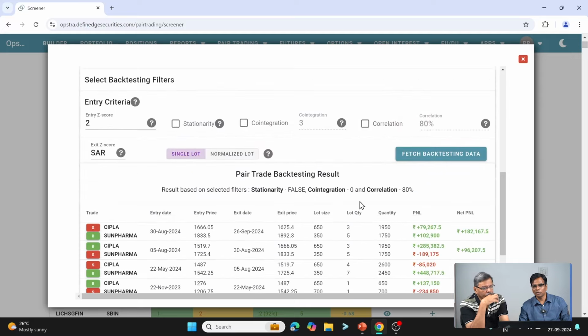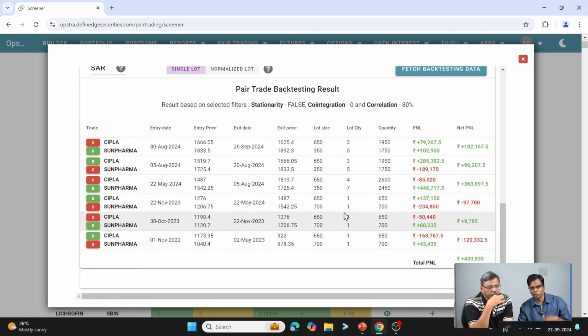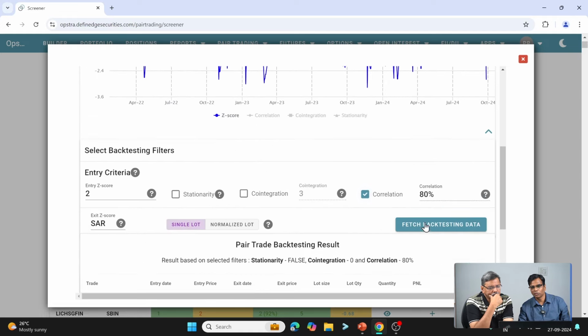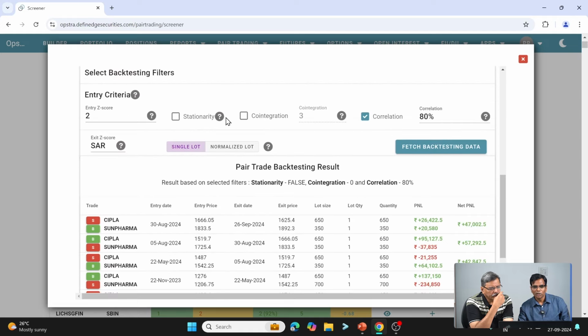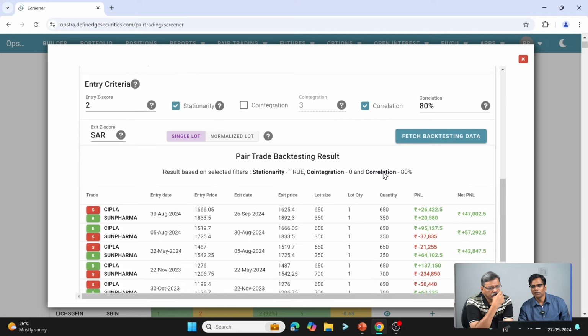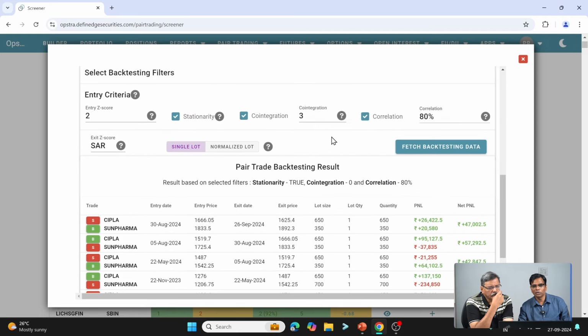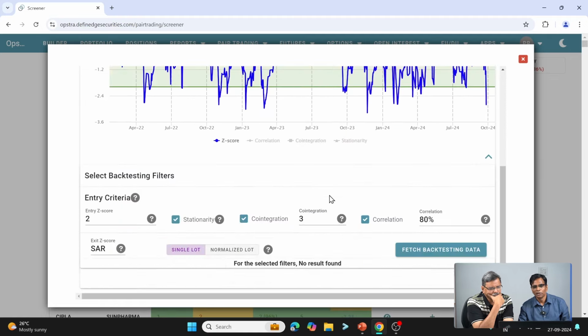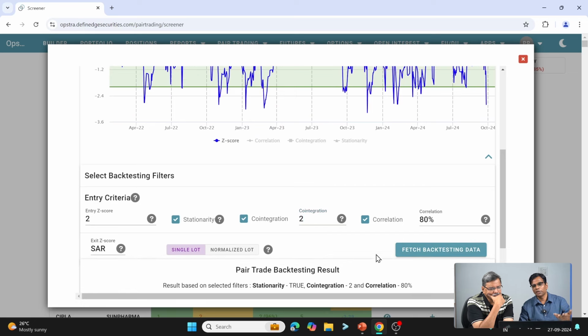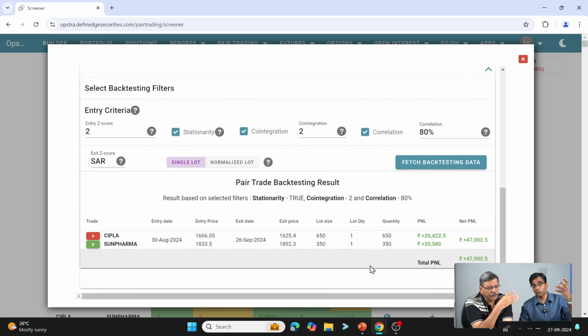So here you can see, you can backtest this, for example. This is also good, just with 80% correlation. And if we include stationarity as well, and then what if we increase cointegration? With all the 3 filters, it is not coming. So you can change, for example, the score here, because sometimes you don't get cointegration, so it will not match all 3. See, with this score, this gets a score of 2.